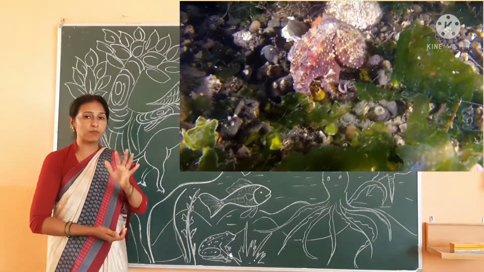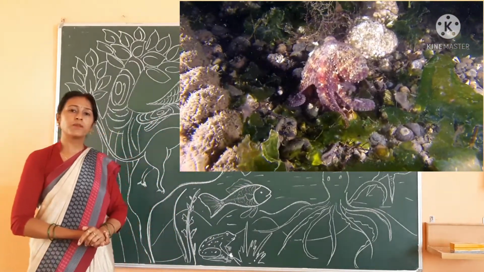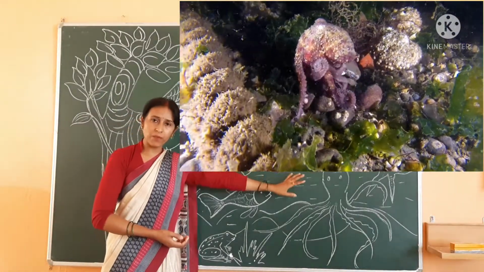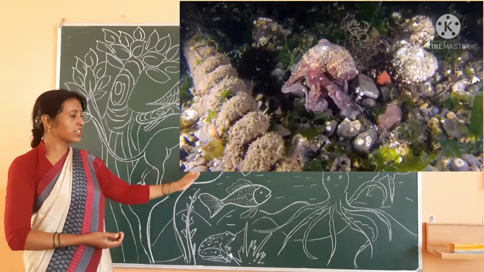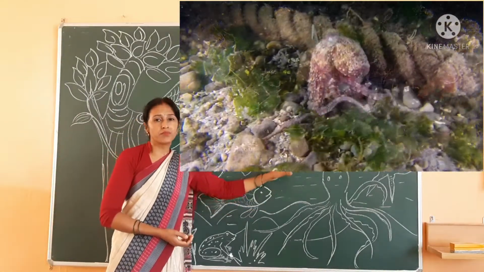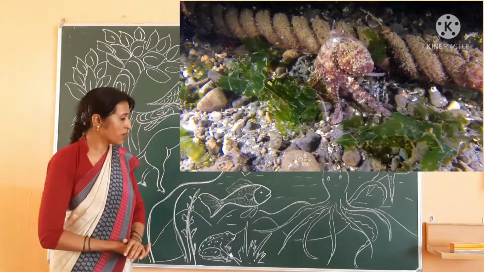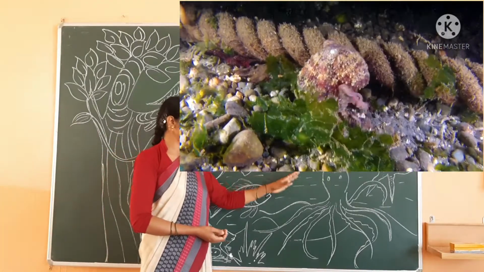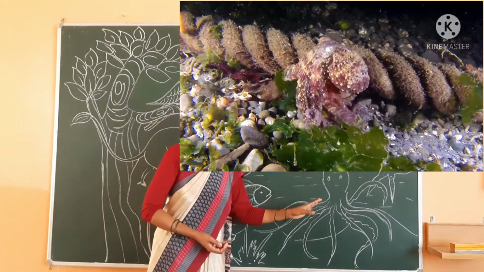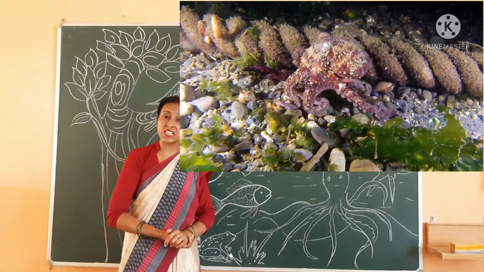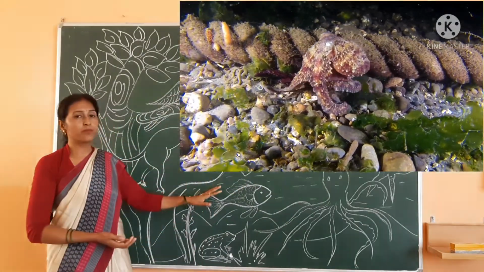So there are three adaptations. The first one is they have fins or limbs so that they swim, as well as a different type of breathing organ like gills, as well as a streamlined body, where the structure of their body is quite different to swim in water. So these three adaptations they have.